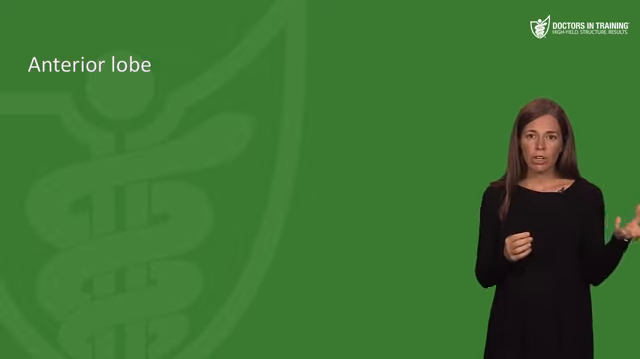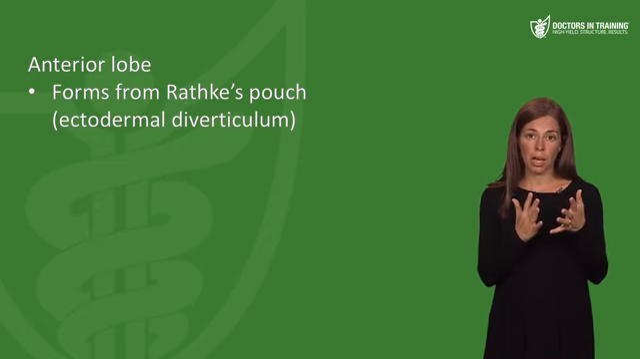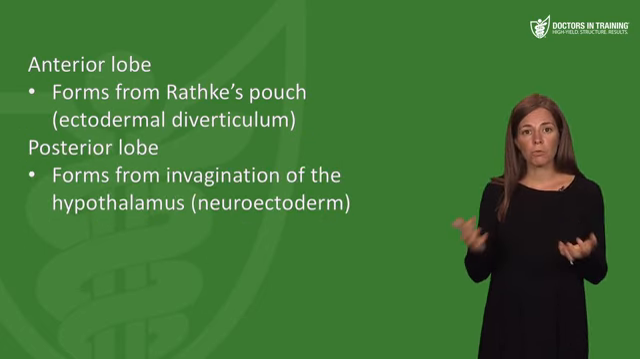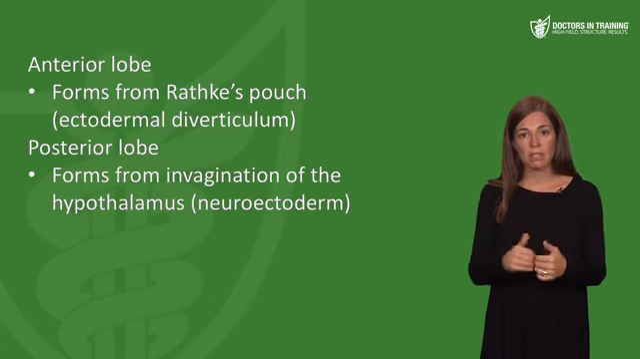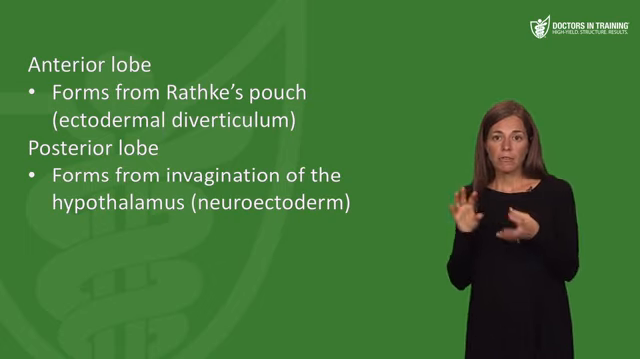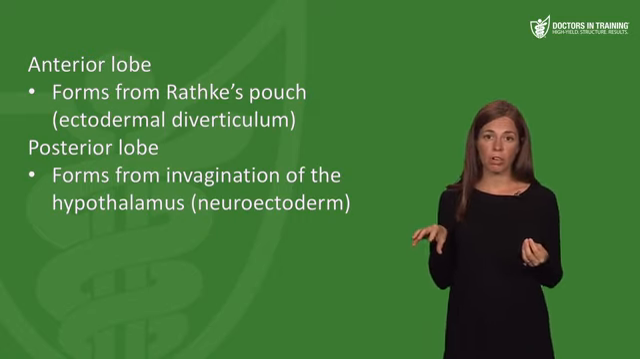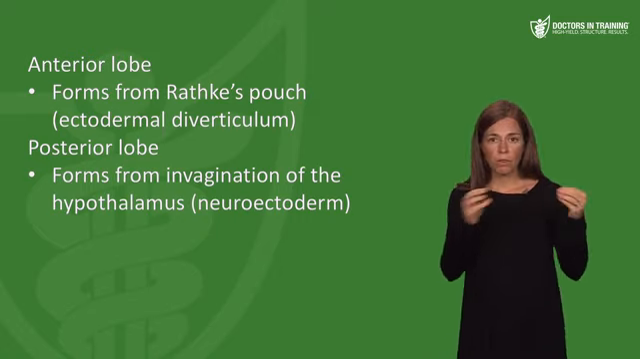So the anterior lobe forms from Rathke's pouch. Rathke's pouch is an ectodermal diverticulum of the primitive mouth that invaginates upward. The posterior lobe forms from an invagination of the hypothalamus. This is originally derived from neuroectoderm. And in fact, the action of the posterior pituitary is similar in ways to the mechanism of nerve endings. Okay, now let's move on to the hormones.